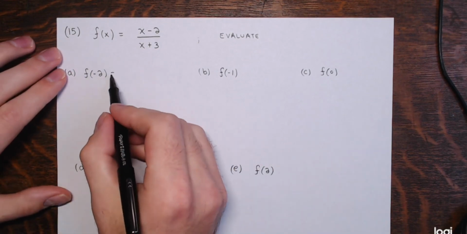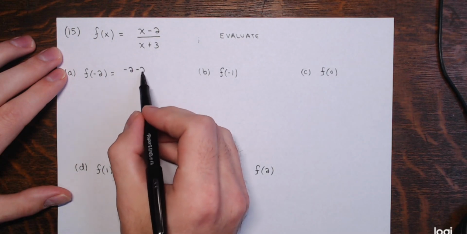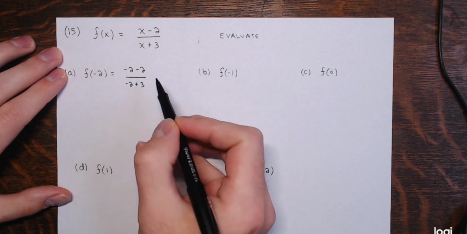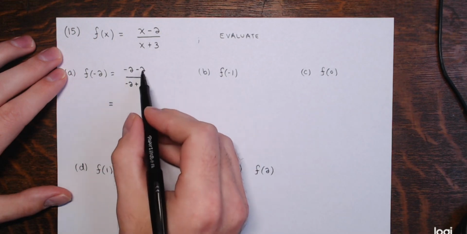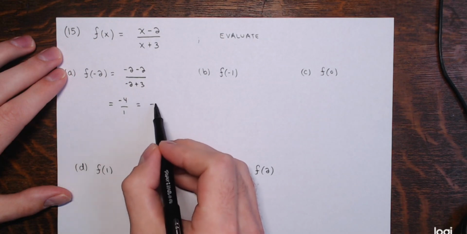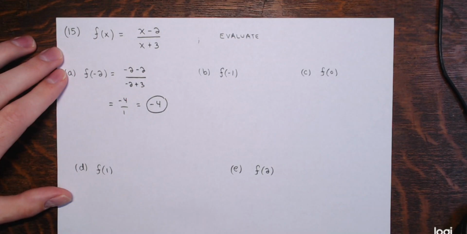So first one, I'm inputting -2. Right? So numerator, you have -2 minus 2. Denominator, -2 plus 3. So the numerator is -4. Denominator is 1. And that's just -4 then. Right? Input -2. Output -4.